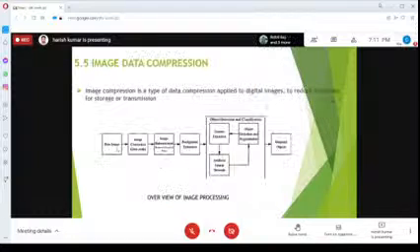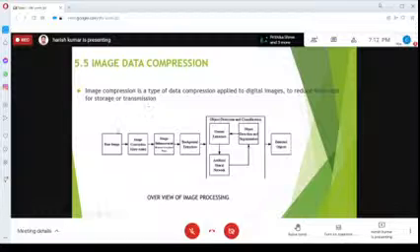And the fifth one is image data compression. After getting the value, the image size may be large, it may have a huge size, so it would need high storage for sending the data or for storing the data. So to reduce the storage, we are going to compress the image. Image compression is a type of data compression applied to digital images to reduce their cost for storage or transmission. So this is the overall view of image processing.